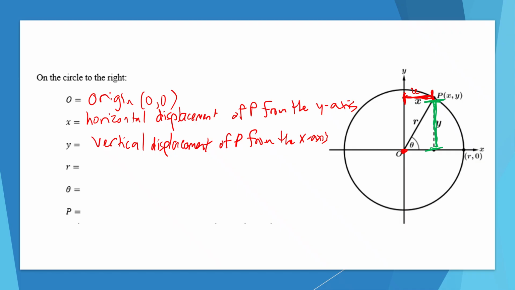What is r? R is just going to be our radius in this case, or it's the distance between the origin and point P. So r is radius or distance between origin and point P. And then theta here is, from our definition, just an angle in standard position.